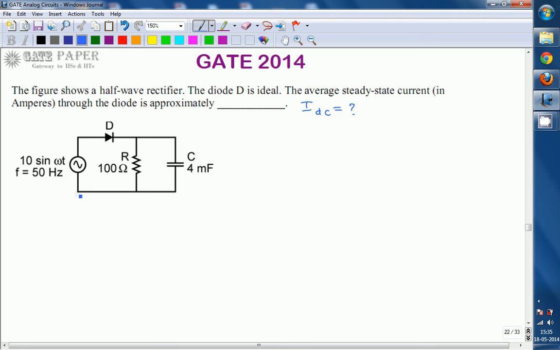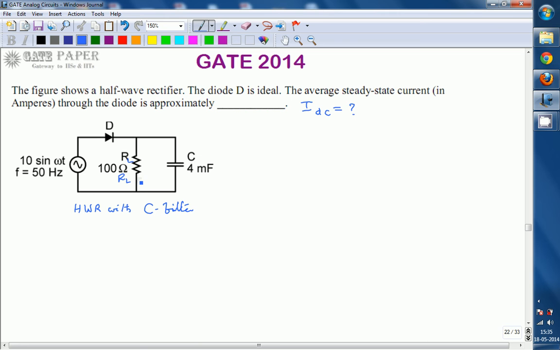The input signal applied is 10 sin omega t. This is given as a half wave rectifier, but it is not only a half wave rectifier, it is a half wave rectifier with C filter, that is, with capacitor filter. This capacitor of 4 millifarad is going to act as a filter, and this 100 ohms will be treated as load resistor RL.